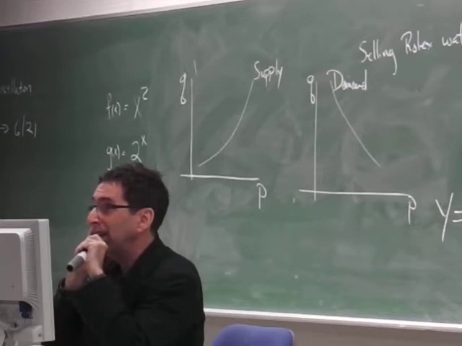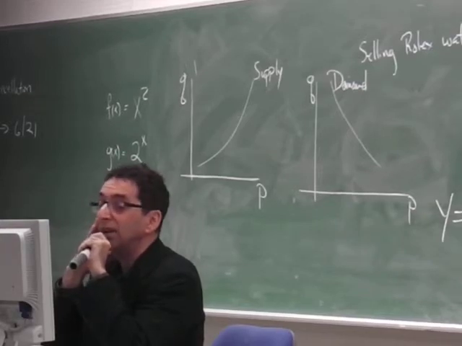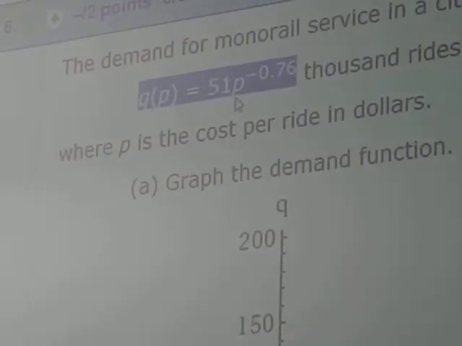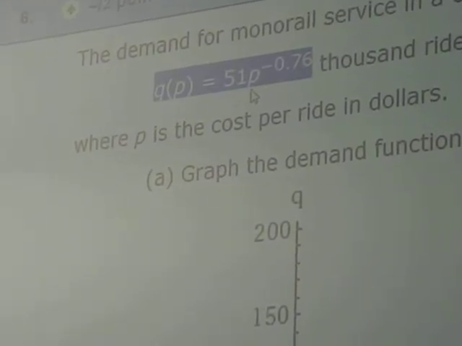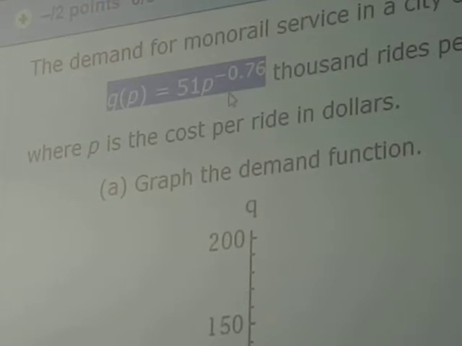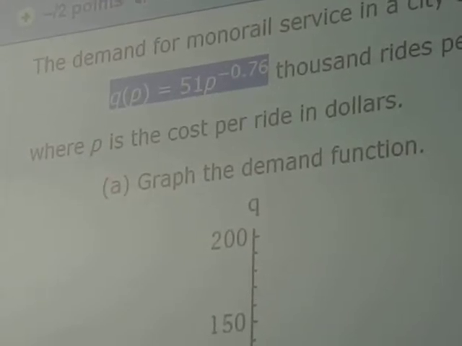P, which is price, and the other variable is Q. So this is an equation relating these two variables, relating the quantity to the price. Generally we're going to have equations like that. Maybe it won't be as complicated as this one. Maybe we'll have just a linear equation.